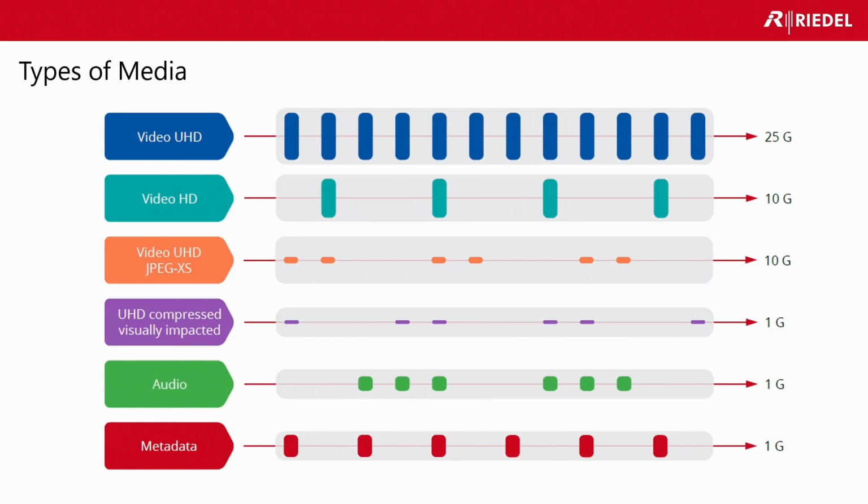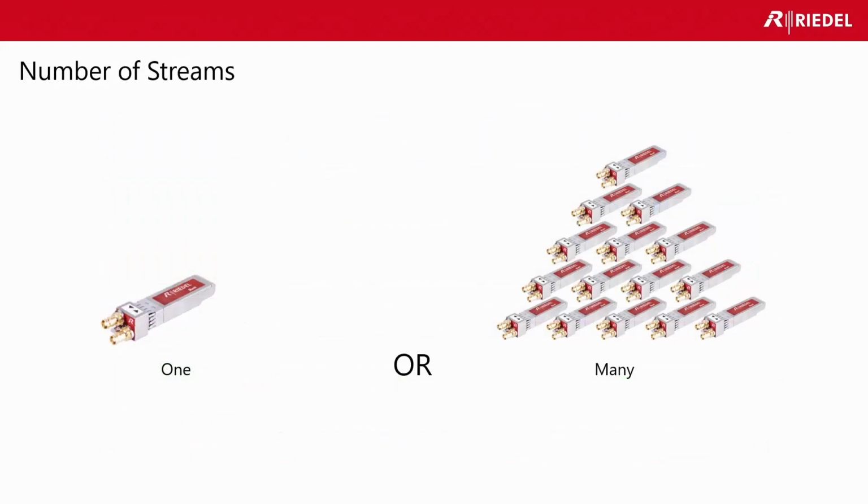And same for audio. If you use audio, you will be at 1 gig. You don't need to spare 10 gig. So that's the beauty of 2110, but you have to really think about that. The other thing is, do you need one signal or do you need many signals?